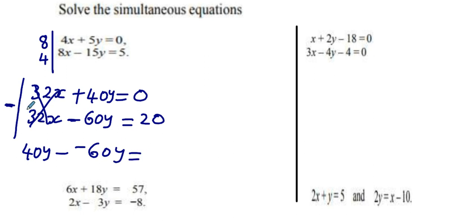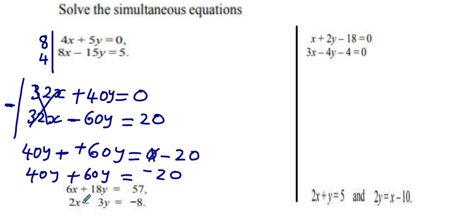And this will be 0 minus 20. Okay, negative times negative becomes positive. So this will be 40y plus 60y equals 0 minus 20. Cancel that 0. This will be negative 20. See that? Cool, yeah? So 40y plus 60y. Let us continue here. The answer will be 100y equals negative 20.